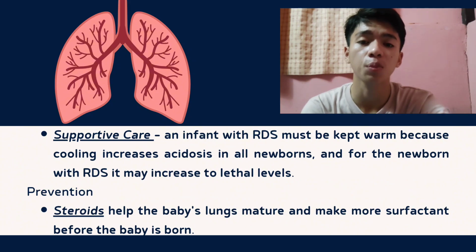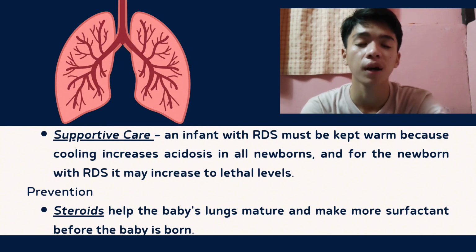The last one is supportive care. An infant with RDS must be kept warm because cooling increases acidosis in all newborns, and for the newborn with RDS, it may increase to lethal levels. Keeping an infant warm also reduces the metabolic oxygen demand. Provide hydration and nutrition with intravenous fluids, glucose, or gavage feeding because the respiratory effort makes an infant too exhausted to suck.